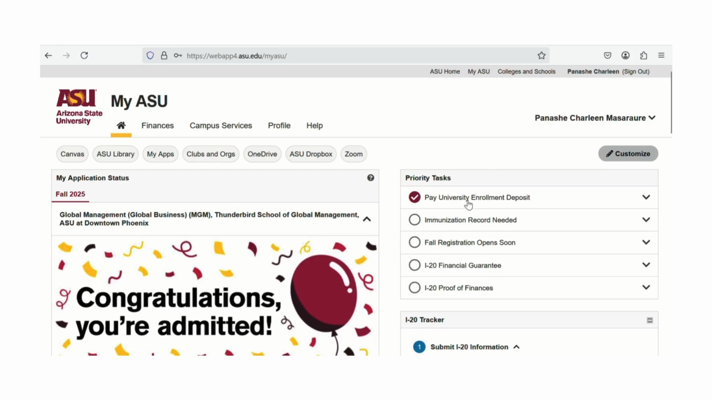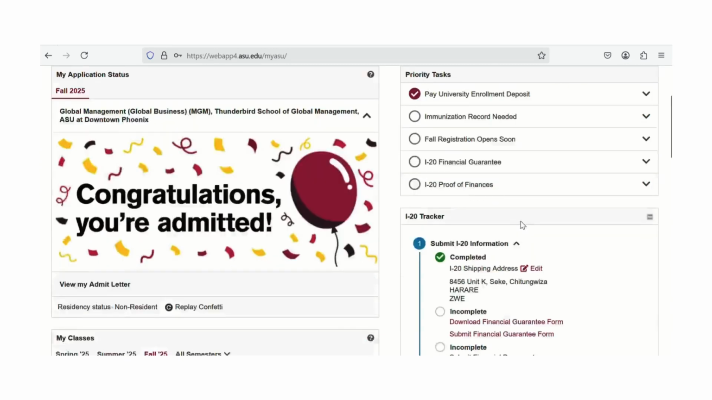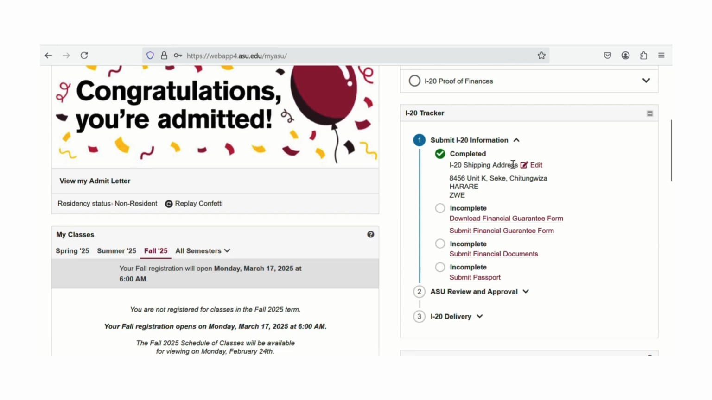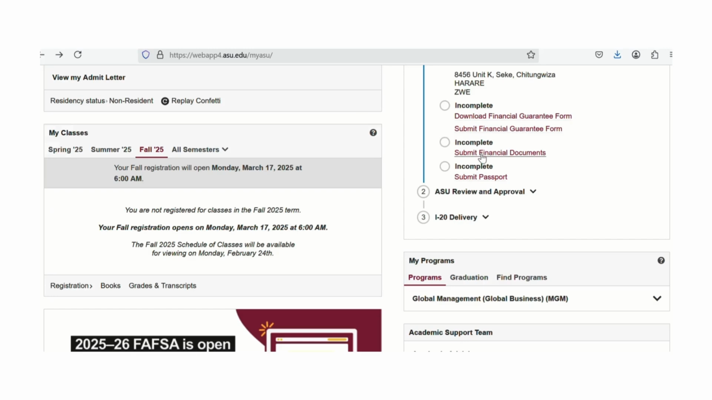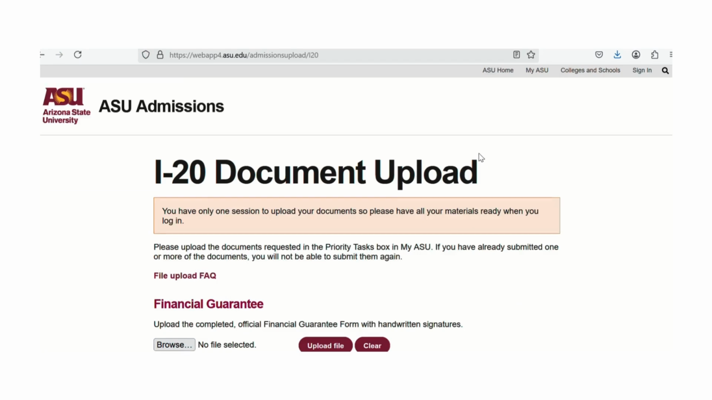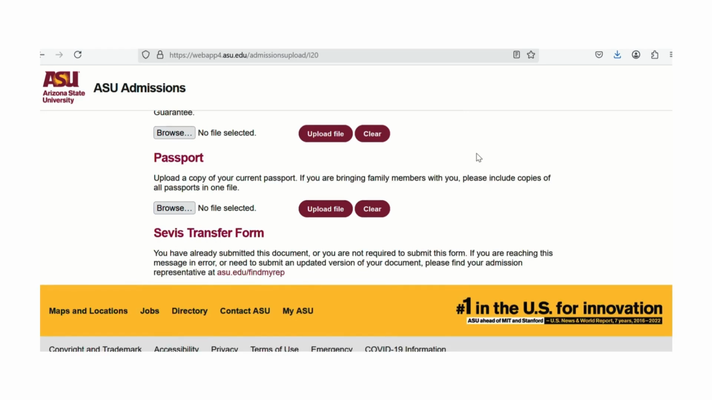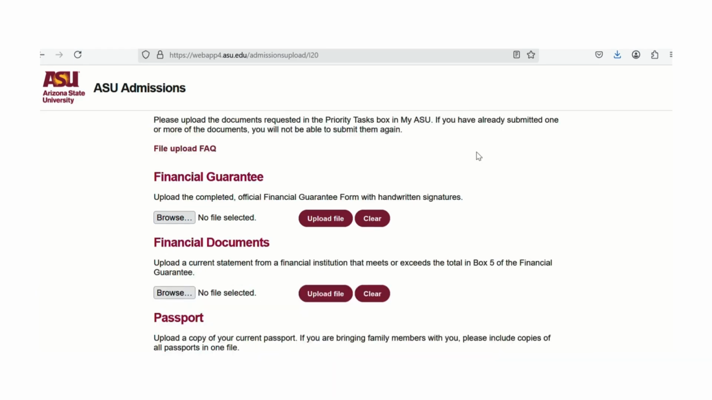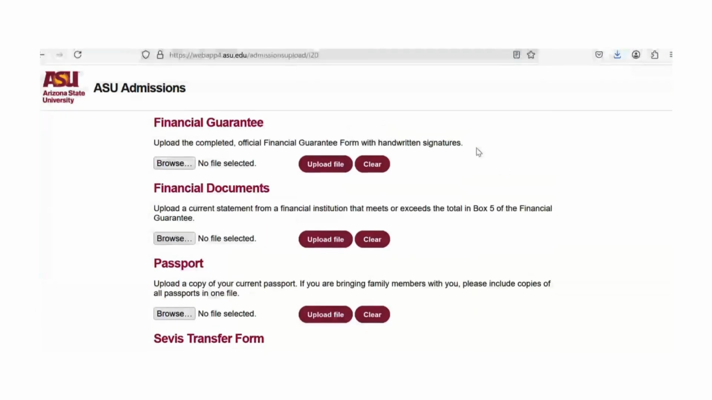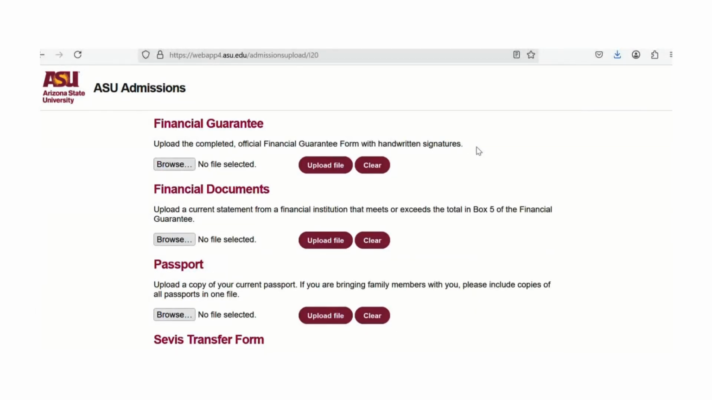And after that, go to your My ASU account and go under that section, submit I-20 information, and then you click submit financial documents, and then it will lead you to a section where you have to upload your financial guarantee form that you have signed by hand, and then upload those financial documents that you've put in one PDF document, and also your passport. And then after that, you wait for the school to approve your I-20, and the next step will be the visa interview preparation step.